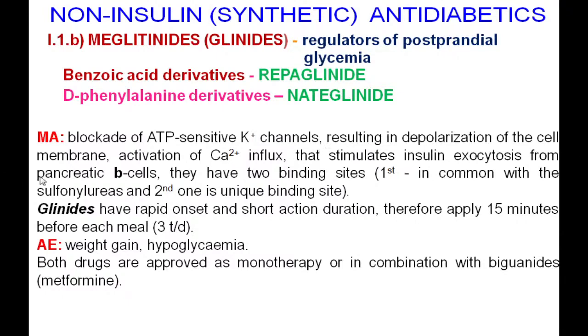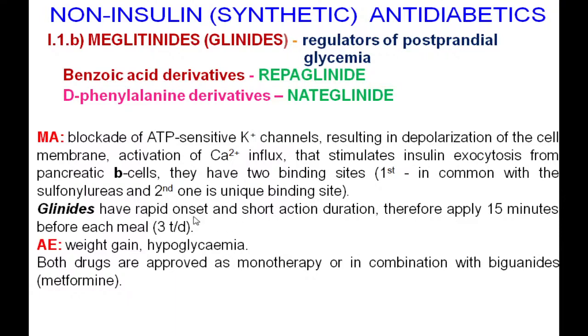Mechanism of action is associated with blockade of ATP-sensitive potassium channels, resulting in depolarization of cell membrane, activation of calcium influx that stimulates insulin exocytosis from pancreatic beta cells. So mechanism is very close to mechanism of action of sulfonylurea. But these agents have two binding sites. First site is in common with the sulfonylureas, but the second site is unique binding site.